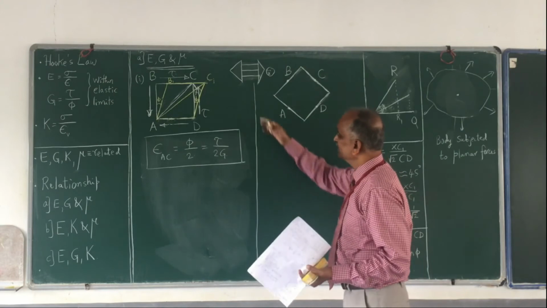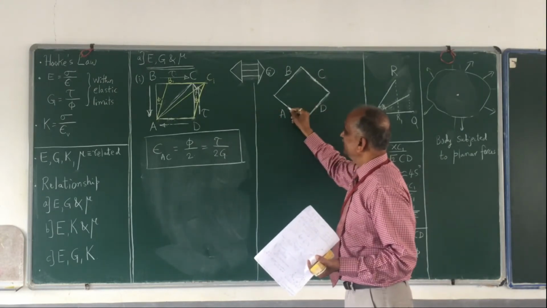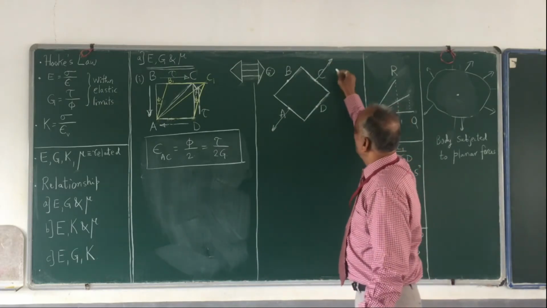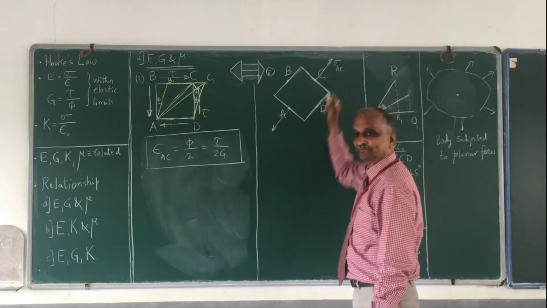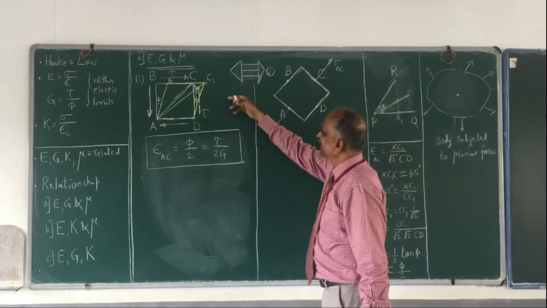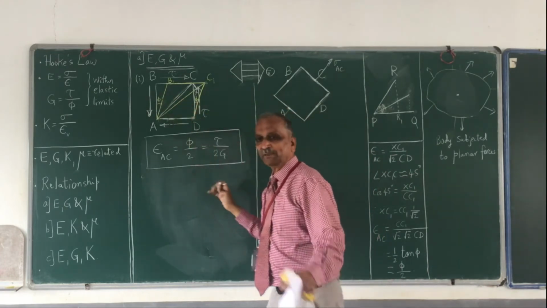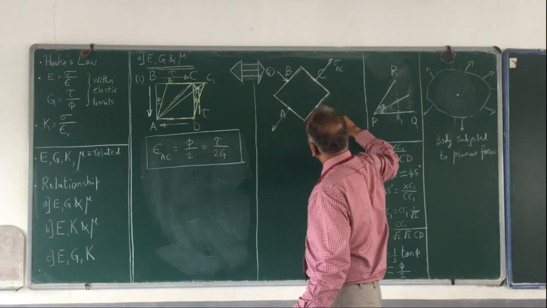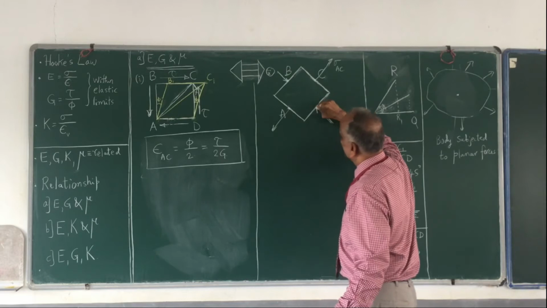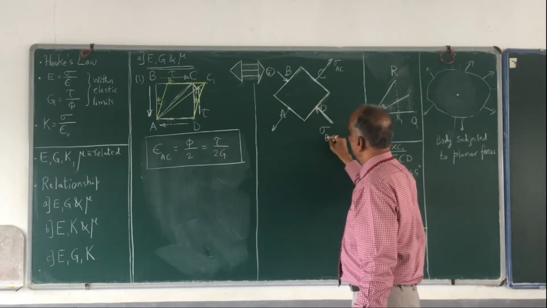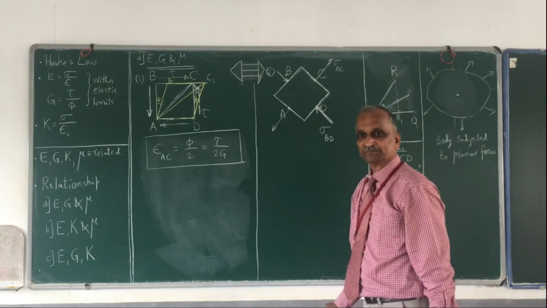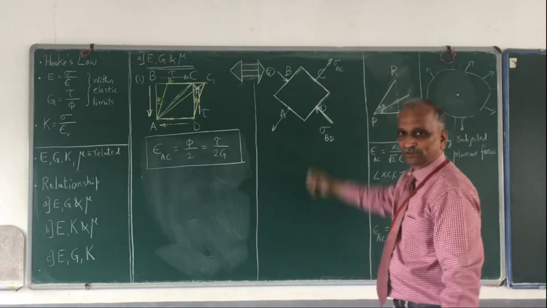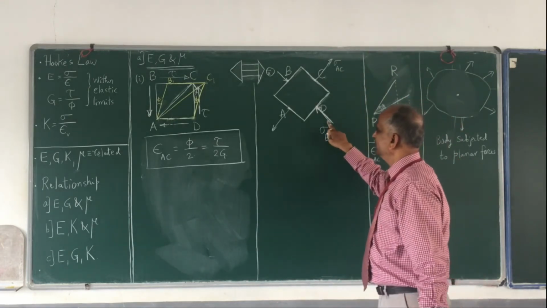So I feel that this diagonal AC, as if it is subjected to tensile stress, which I call sigma AC. And similarly, along the diagonal BD, what is happening? Its length is being reduced, and therefore this side is being compressed, and therefore here I have sigma BD, which is compressive stress. The diagonal BD is being compressed and AC is being pulled. Sigma AC and sigma BD, these are the normal stresses.